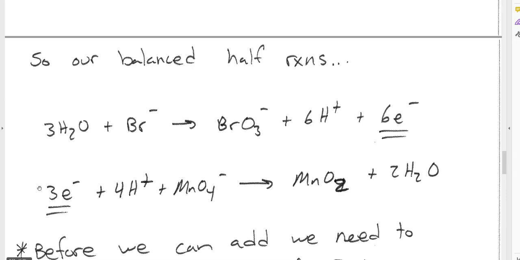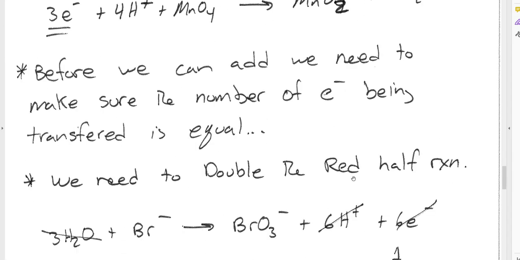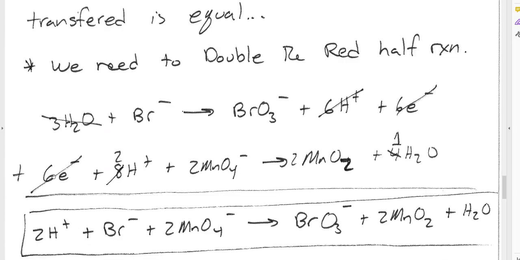Okay. So before we add, now this is a balanced oxidation half reaction, and this is a completely balanced reduction reaction. But to combine the 2, the electrons must cancel. So we got to double this equation, all right? So we double that equation, and then we add. So the 6 electrons cancel out.